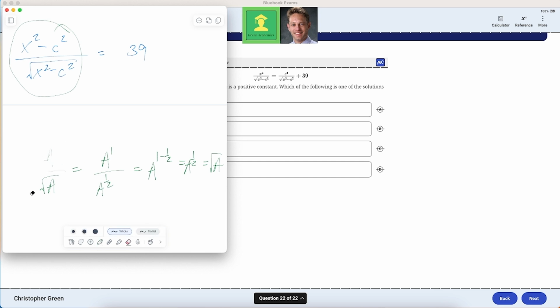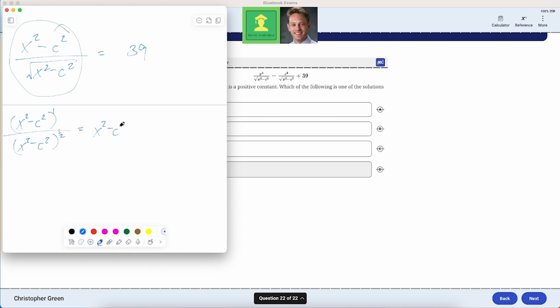It's just that in this case, a is something that has multiple elements inside of it. So this is going to collapse to be something workable. It's quantity x squared minus c squared to the first, of course, over quantity x squared minus c squared to the 1/2. Now, in that situation, you simply subtract the powers. So this is all to the 1 minus a half, which is, of course, to the half, which is the same as the root of quantity x squared minus c squared still being equal to 39.